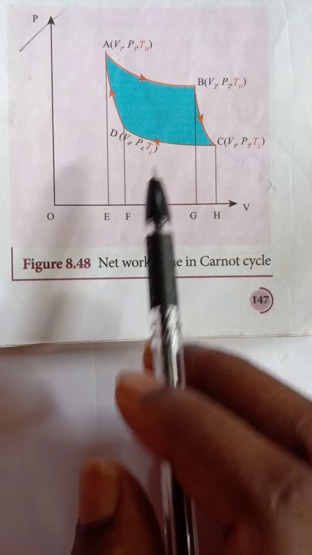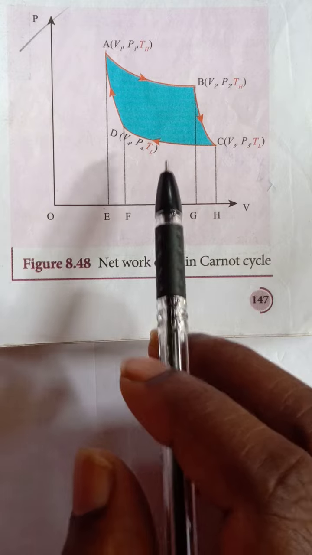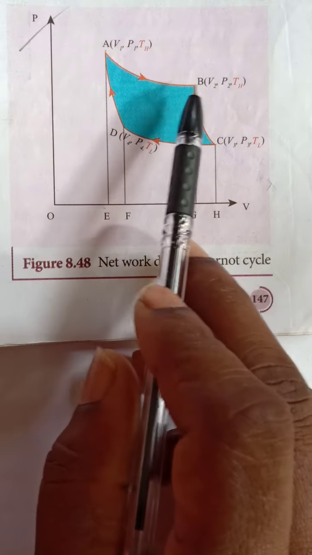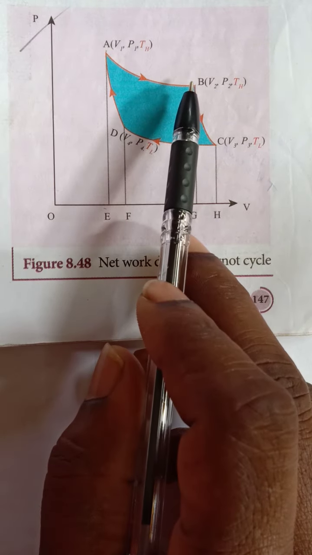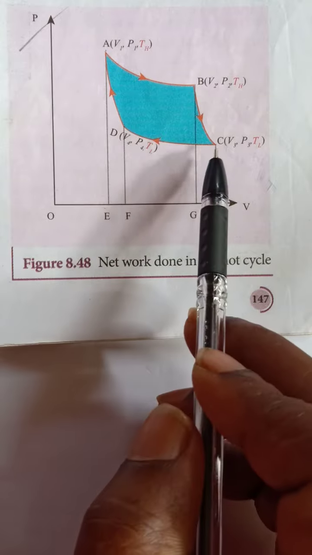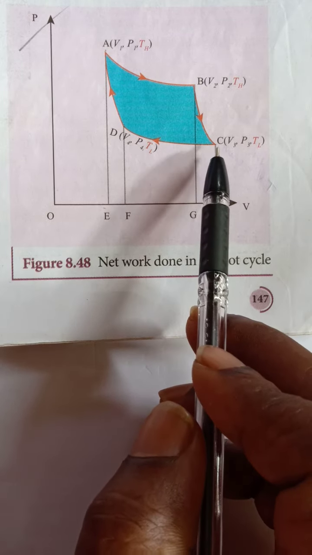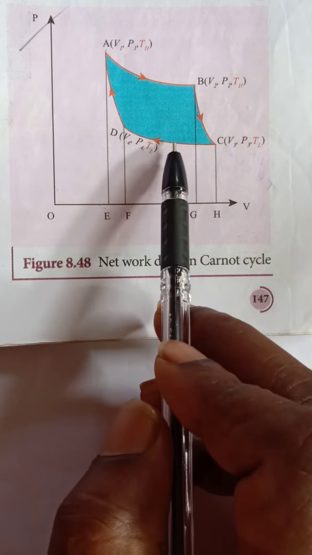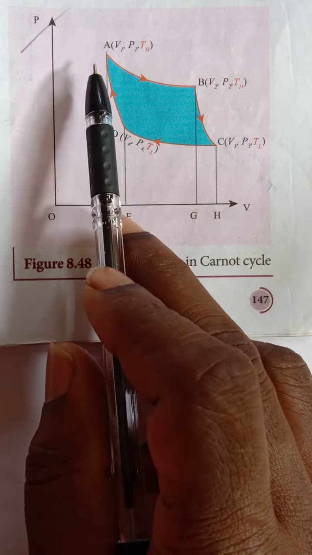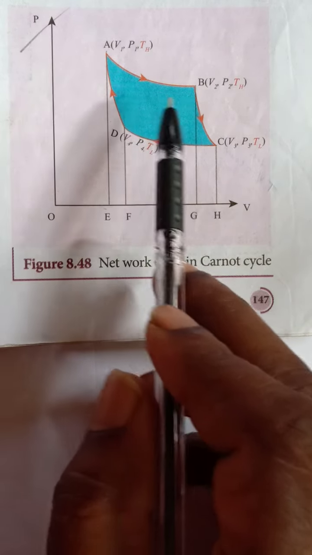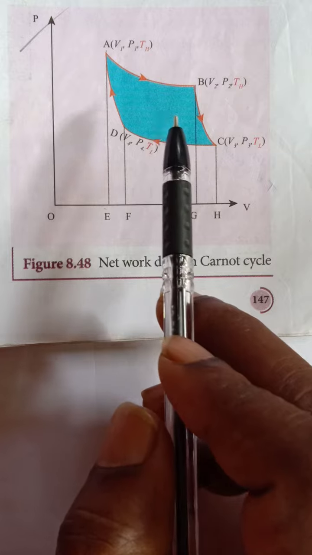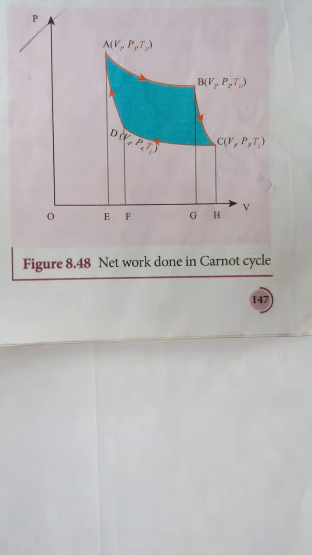The net work done in the cycle is what remains of this work done. A to B is the isothermal expansion. B to C is adiabatic expansion. C to D is called isothermal compression. D to A is what? Adiabatic compression. So the shaded region is called the work done in the Carnot cycle.